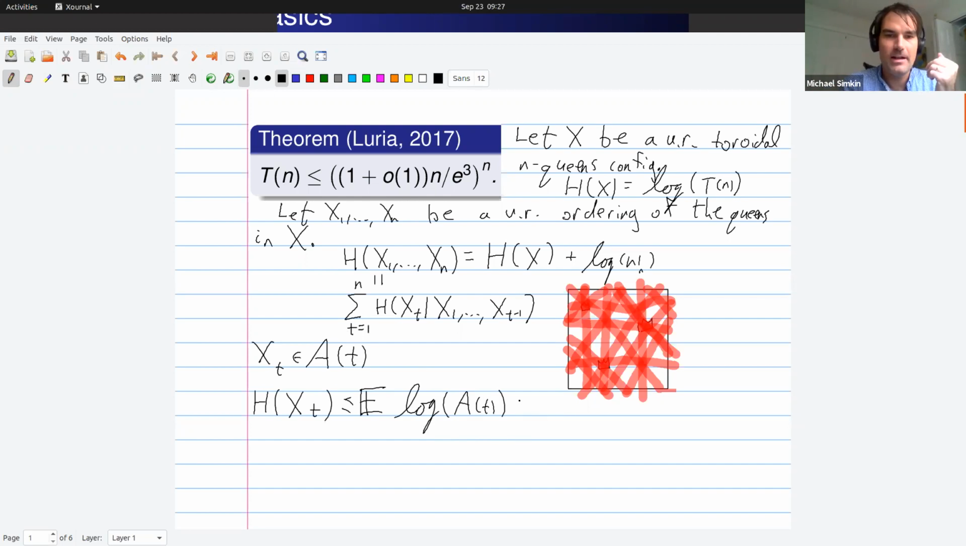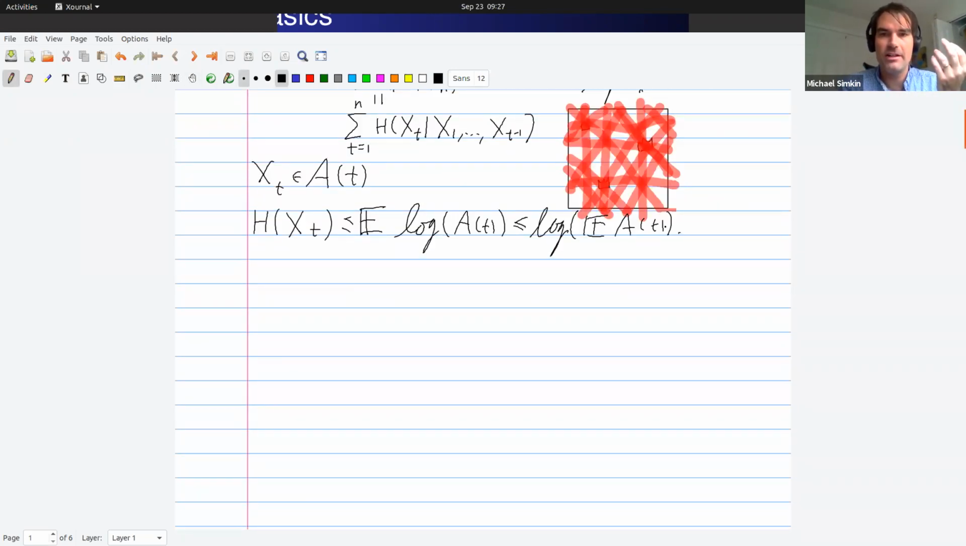Now I'm going to say, well, the logarithm is a concave function, so the expectation of the logarithm is always less than the logarithm of the expectation. So my task now is to try to understand this expectation of A_t. And here's where the symmetry of the toroidal problem comes into play. What is the expectation of A_t?